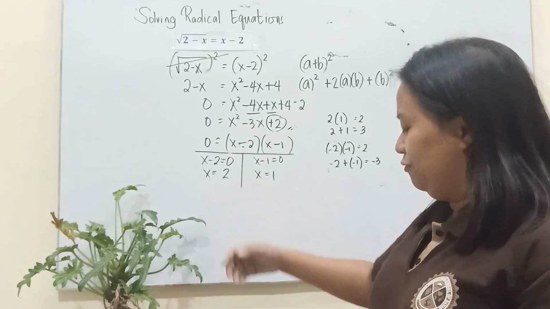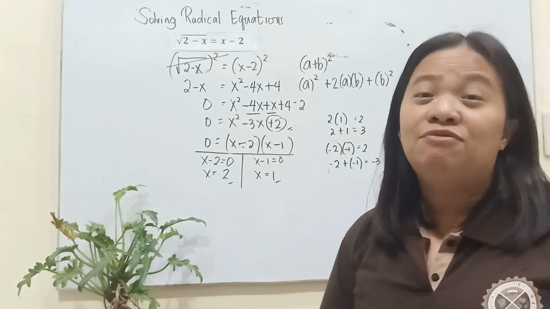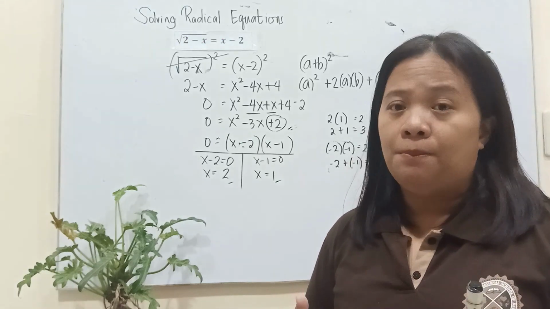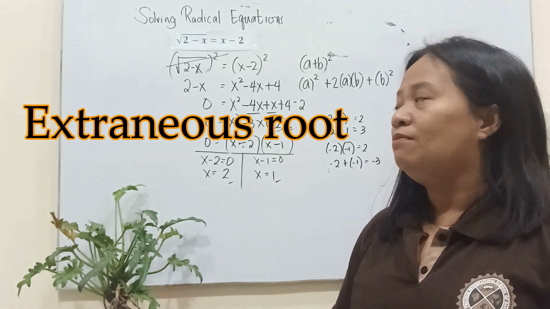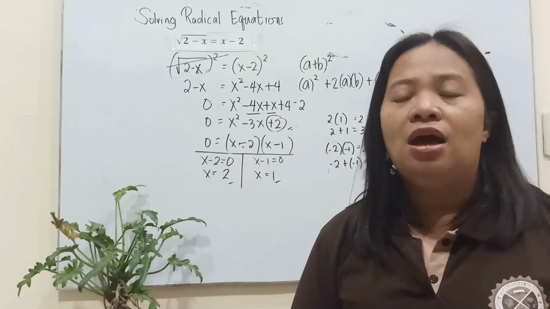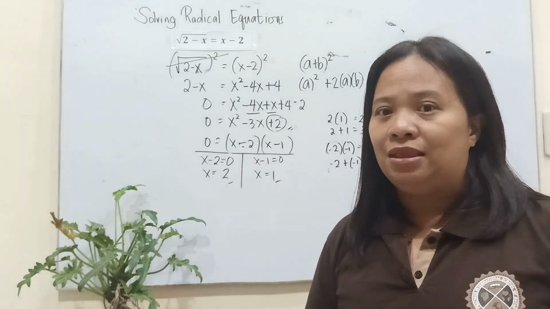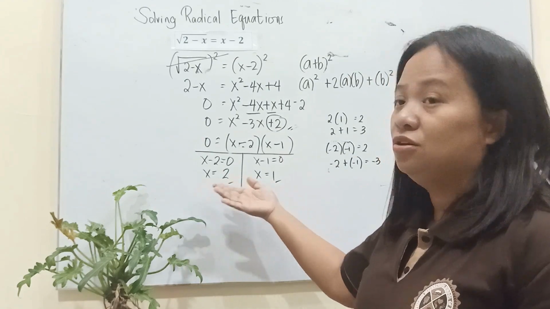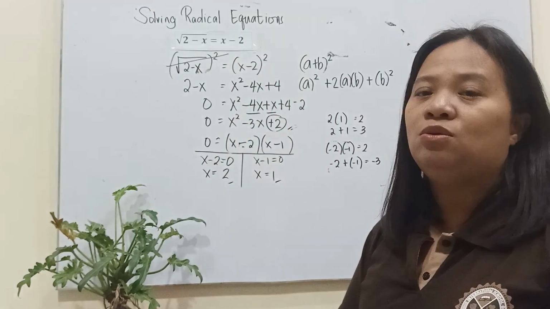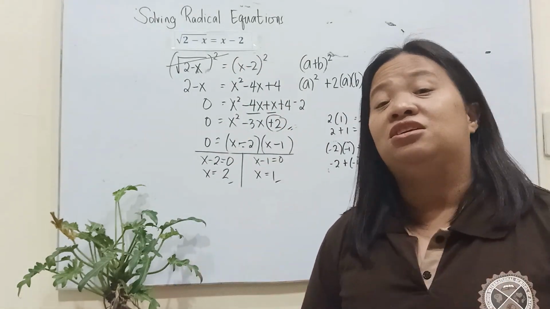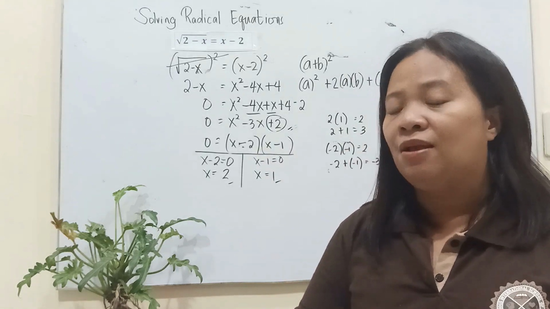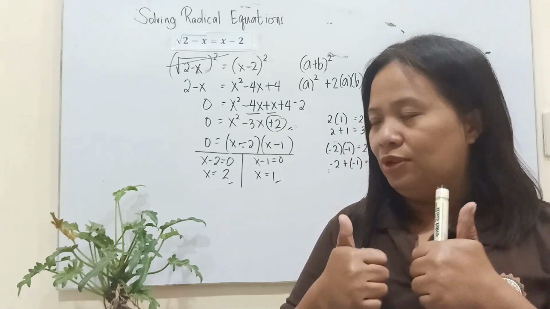Okay? So even if we already have two values of x, we still have to do the checking. Why? Because it might be that one of them is an extraneous root. What do you mean by that? When we substitute 2 or 1 to the original equation, it might result to a false statement. So even if our solutions are correct, when we substitute these values to the original equation, both sides are not equal. So you would consider that number that makes a false statement an extraneous root. Okay, so we will do the checking.